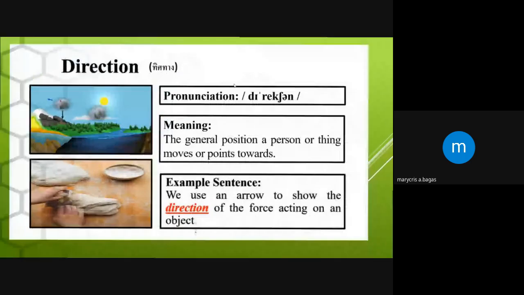Next word is direction. Direction, spell direction. So, example sentence, we use an arrow to show the direction of the force acting on an object. So, direction, we use an arrow to show direction.